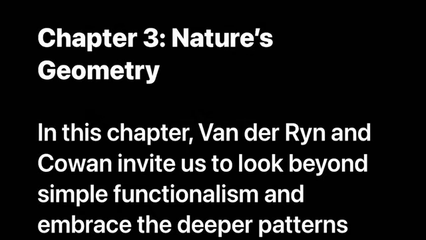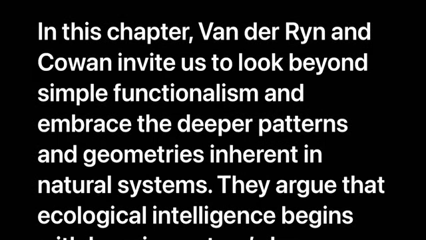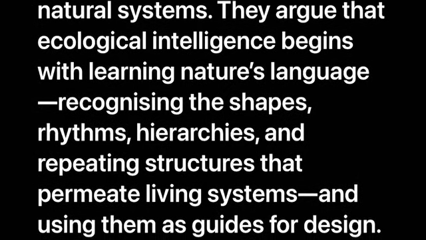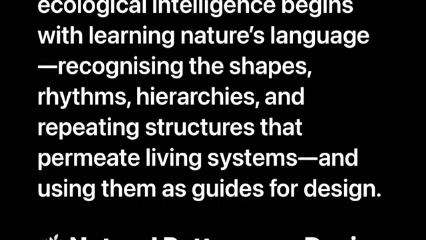Chapter 3: Nature's Geometry. In this chapter, van der Rijn and Cowan invite us to look beyond simple functionalism and embrace the deeper patterns and geometries inherent in natural systems. They argue that ecological intelligence begins with learning nature's language, recognizing the shapes, rhythms, hierarchies, and repeating structures that permeate living systems, and using them as guides for design.